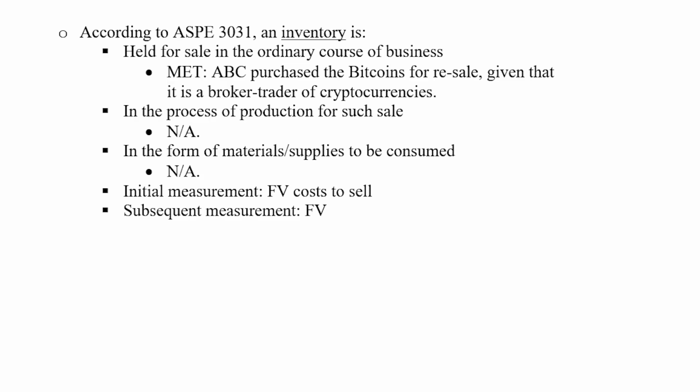Now, what if we held it for sale? What if our company's business is to buy Bitcoins and keep selling them, kind of like a commodity broker? In that case, it's inventory. We'll put down the definition criteria. According to ASPE, inventories are held for sale in the ordinary course of business. This is met. We purchased the Bitcoins for resale. And the next two are not applicable. We only need one met, so we can say it is inventory. Typically, we measure inventory at lower of cost and NRV, but for commodity broker traders, it's actually measured at fair value less cost to sell.